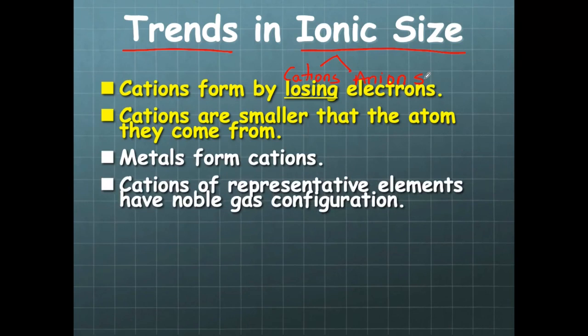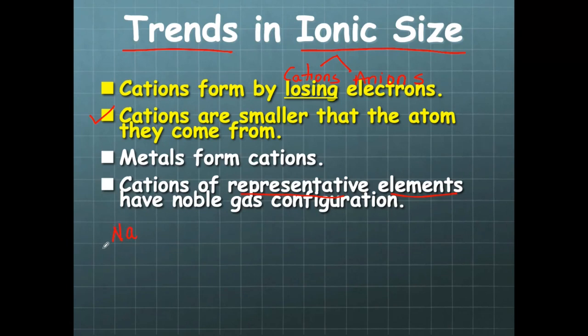when metals form cations, they have the same configuration as a noble gas element, and this is true for representative elements only. So let's take a look at this statement a little closer. Cations are smaller than the atom they come from. So we're going to compare two different ones.